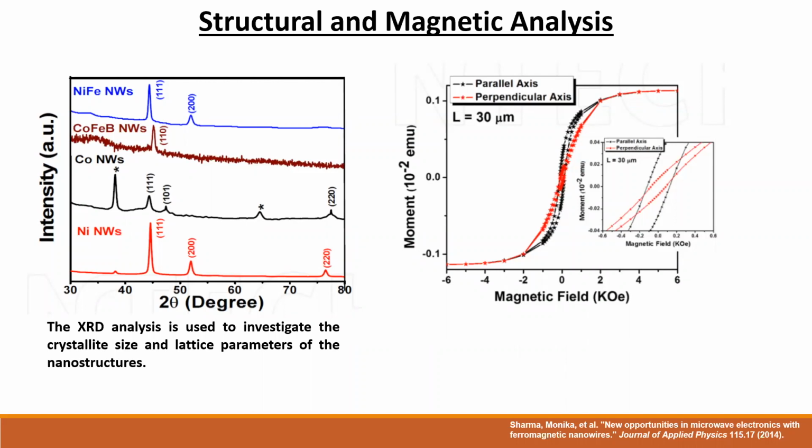Let us now understand the structural and magnetic analysis of these one-dimensional nanostructures. So basically, we are talking about the nanowires here. This shows the XRD spectra of different nanowires deposited in the anodic alumina template.